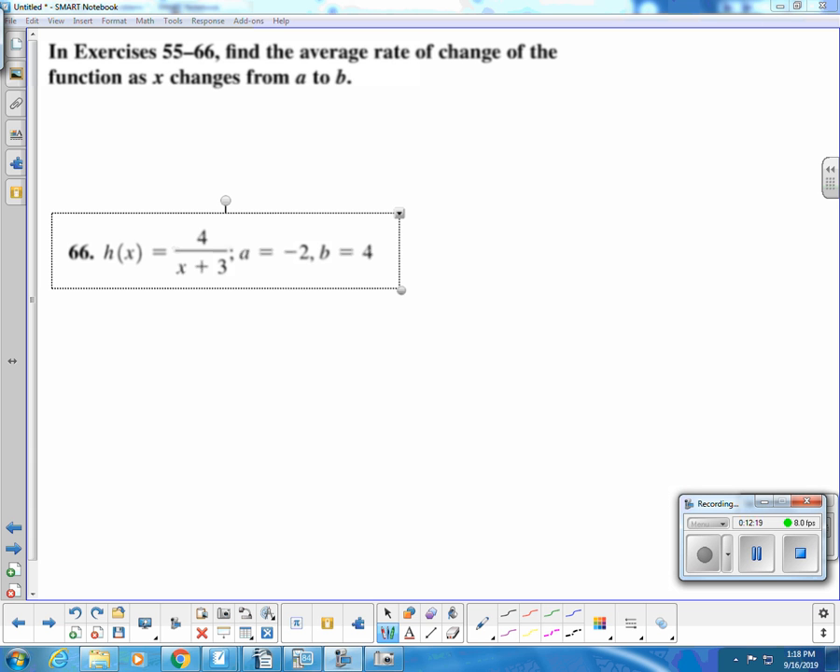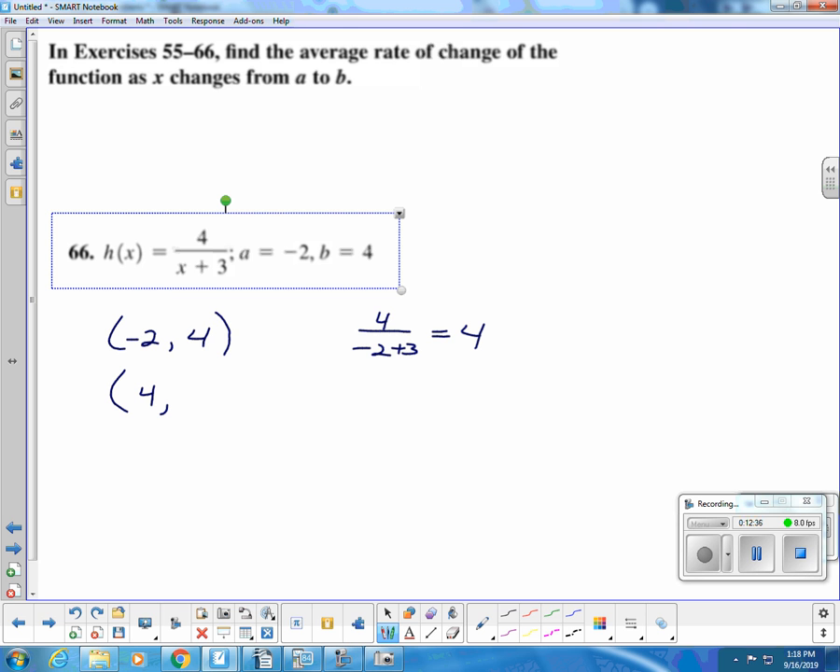Yeah, that one bothers me. All right. So they're giving you two x values. Understand. Doesn't matter if those are called a's or b's. A is the first x, b is the second x. You're going to plug those into the function and get your corresponding y value. Okay, so the second one's 4.